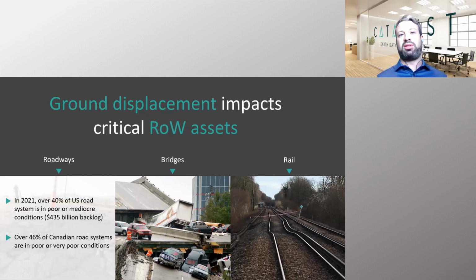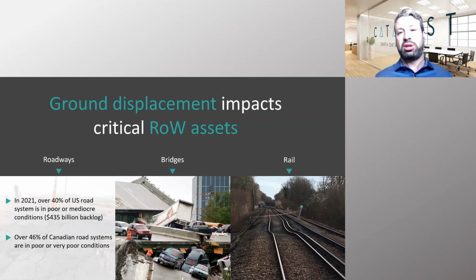Just to give you an idea of the kind of impact that this can have, because this might be a fairly new topic for certain people. If we look at roadways in particular, in 2021, or as of today, over 40% of the US road systems are in poor or mediocre conditions, and there's a $435 billion backlog for maintenance costs in order to bring our road and bridge systems up into a good standing in the United States.